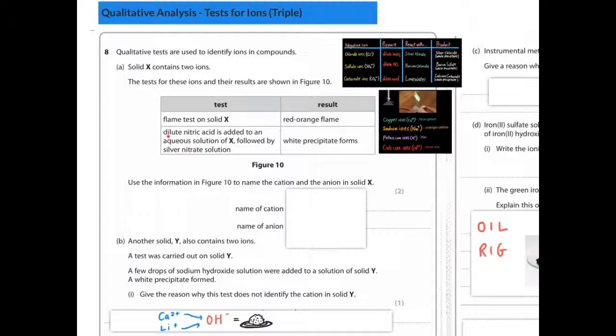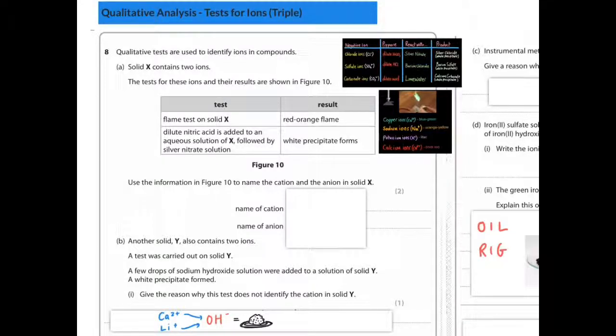ionic compound. And dilute nitric acid is added to an aqueous solution of X, followed by a silver nitrate solution, and a white precipitate forms. Precipitate reactions show the non-metal part of the ionic compound. Use the information in figure 10 to name the cation and the anion in solid X. A cation would be the metal ion, and the anion would be the non-metal ion.